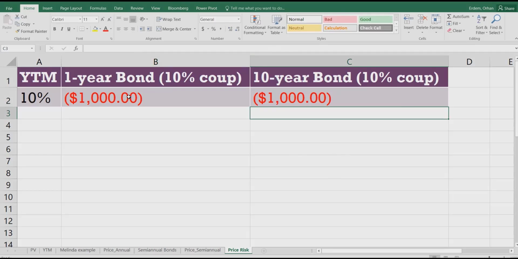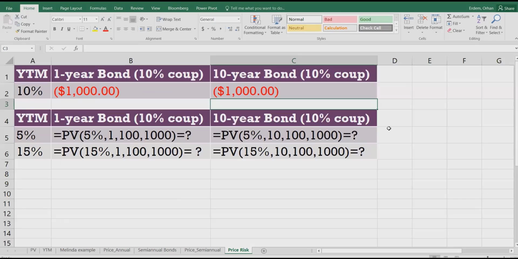Now let's change yield to maturity, and let's see what happens to their prices. In the first case, I'm going to change yield to maturity to 5%, which I will call scenario 1. This is scenario 1. In the second case, I will change the yield to maturity to 15%, which I will call scenario 2.